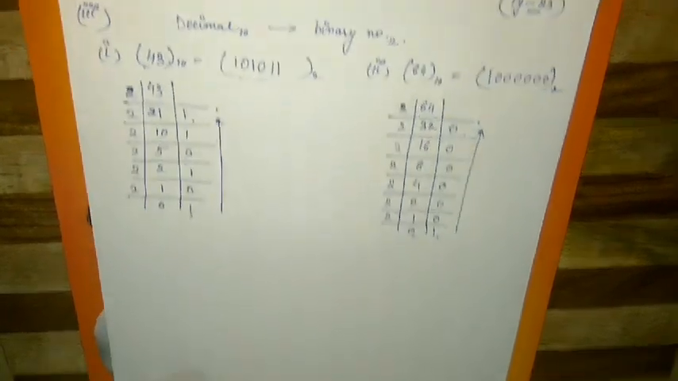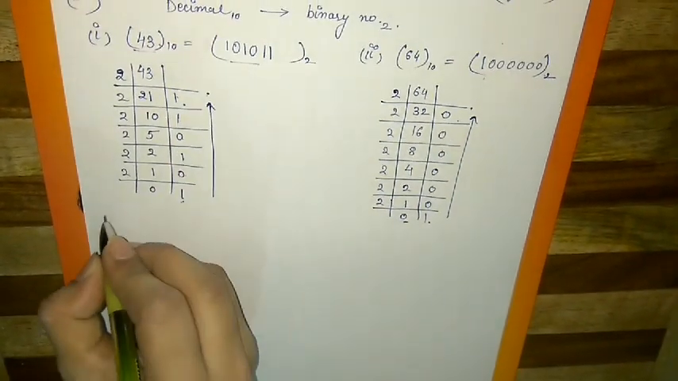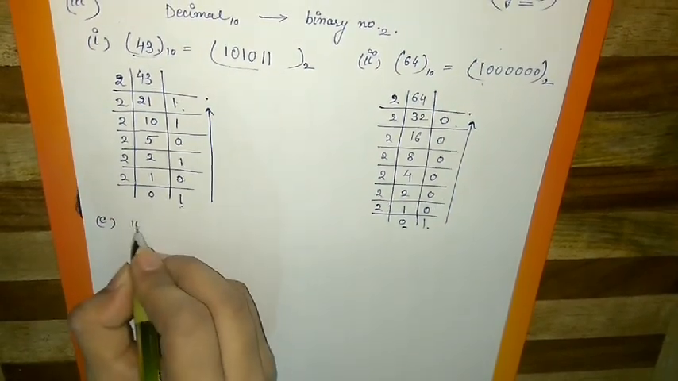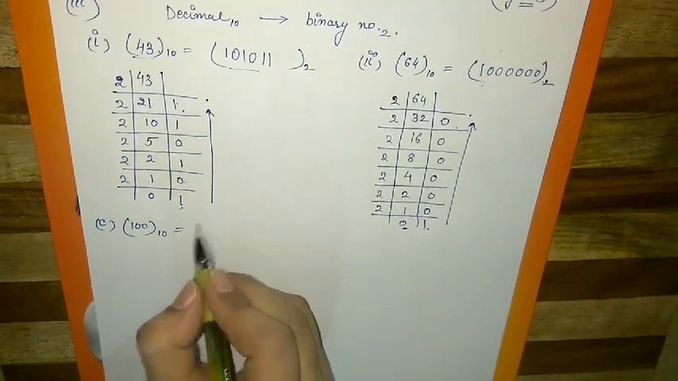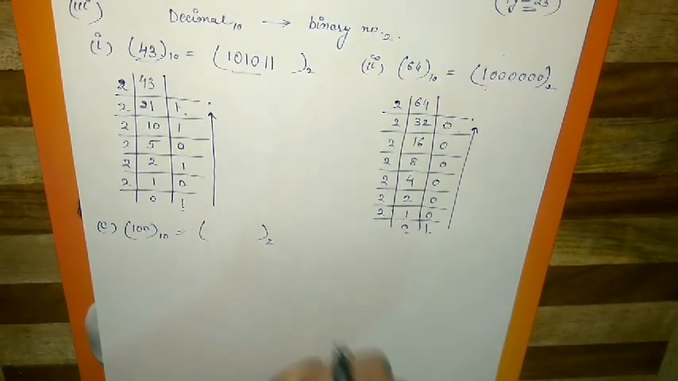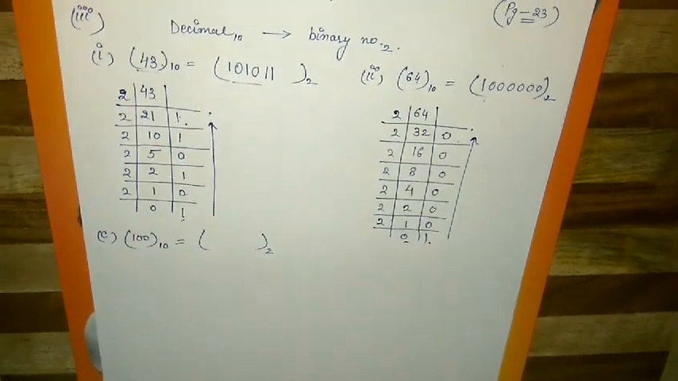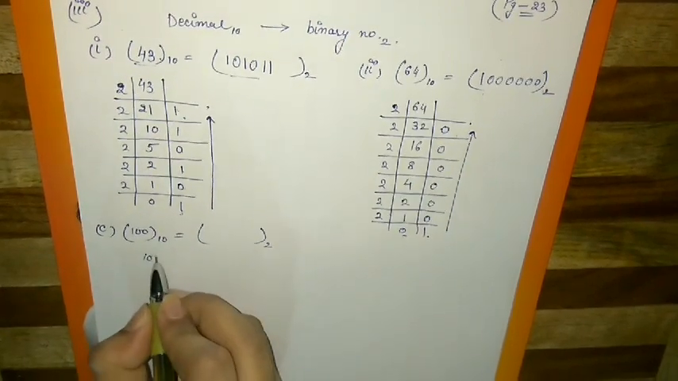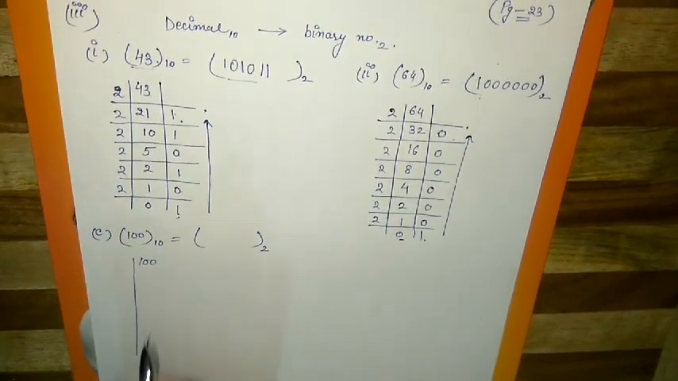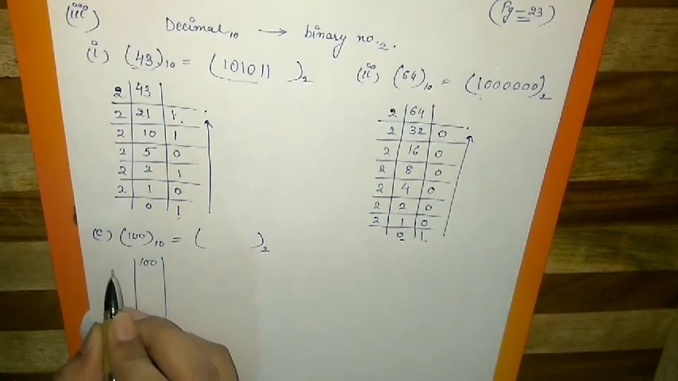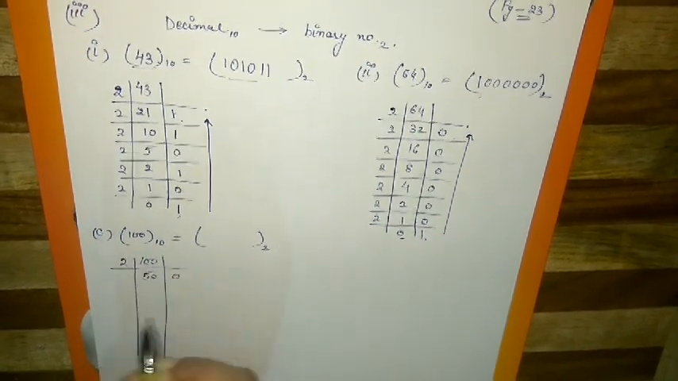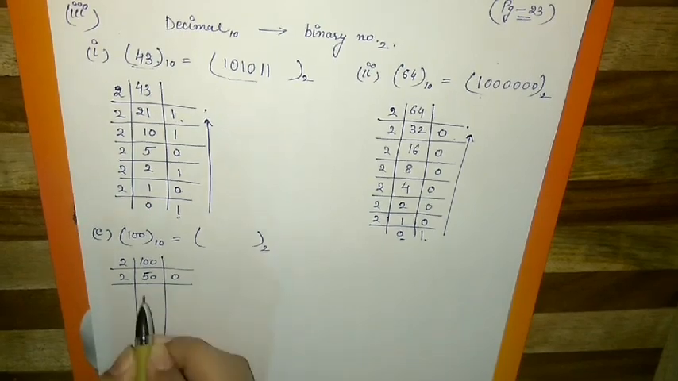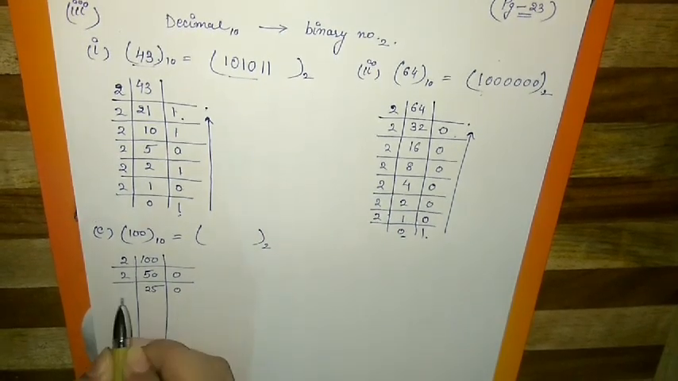Now see the third part. C part. We have 100 with a base 10. You have to convert it into binary with a base 2. So again 100 divided by 2 again and again. When divided by 2 you will get 50 as a quotient, 0 remainder. Again 50 divided by 2 you will get 25 as a quotient, 0 remainder.